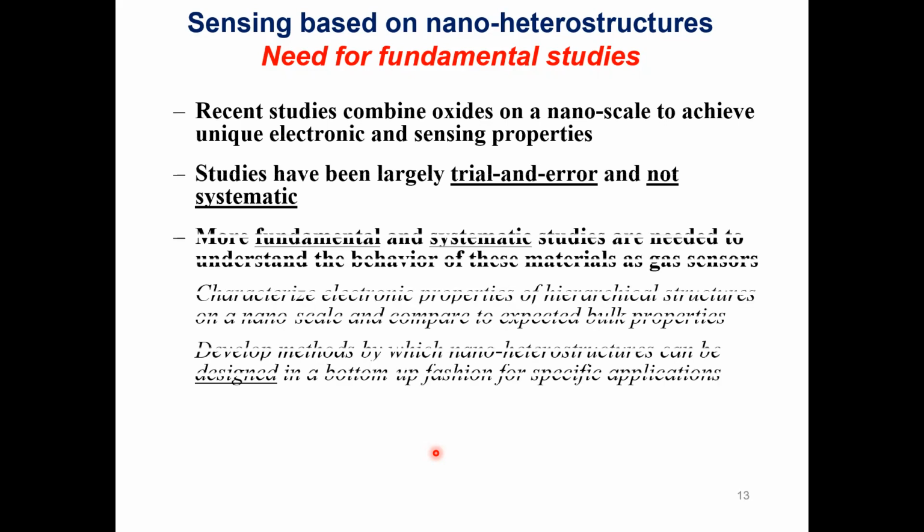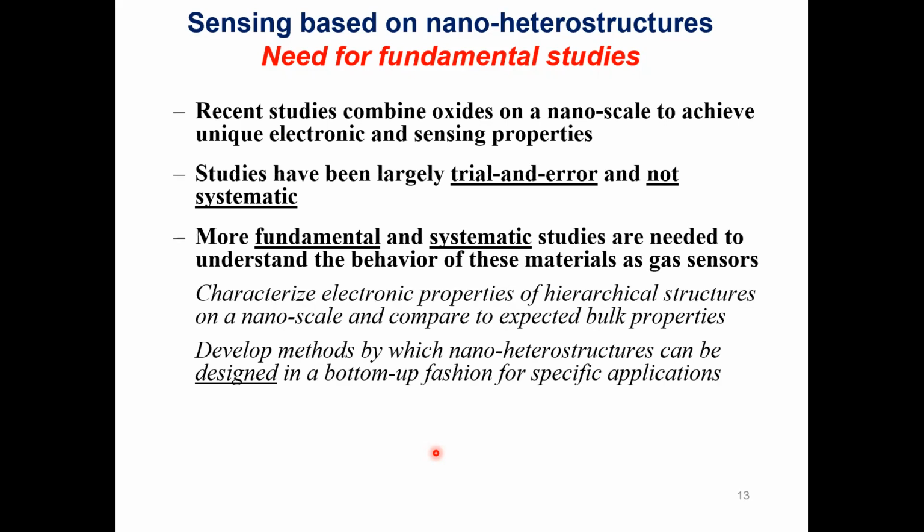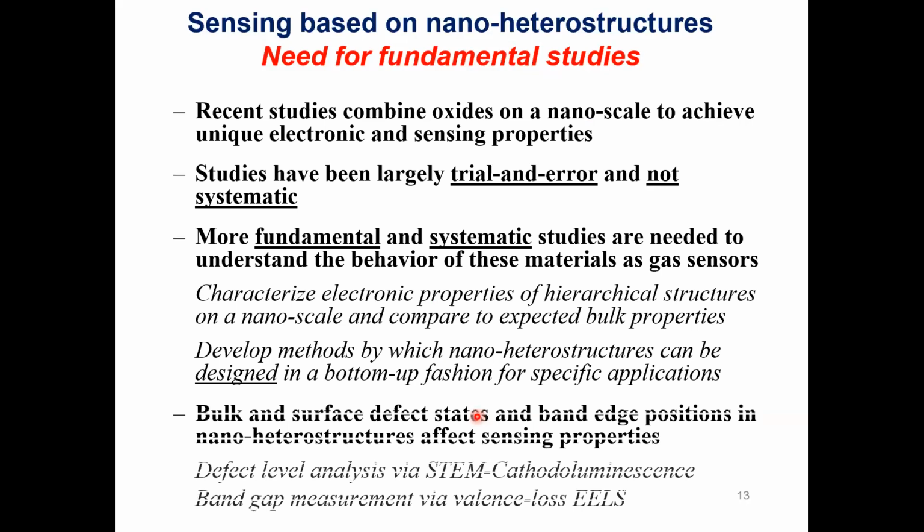So I'm listing here some of the things that we need to do. We need to understand the behavior of single nanowire, single junction, electrical characteristic, characterize electronic properties of the hierarchical structure, develop methods by which nanoheterostructure can be designed in a bottom-up approach for a specific application. And we have to also understand the influence of defect on electrical conduction and the sensing behavior. So there is a need for a lot of state-of-the-art characterization.